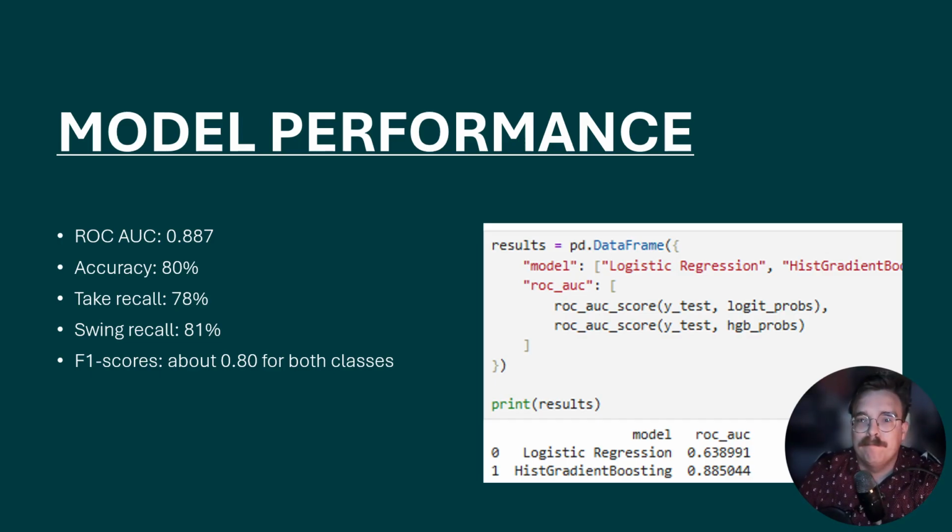Why does that matter? Because these results suggest that pitch location, count, movement, and handedness carry a real predictive signal for hitter decision making. That gave me confidence that the model was strong enough to support the next phase of the project, which was turning these predictions into interpretable baseball visuals.